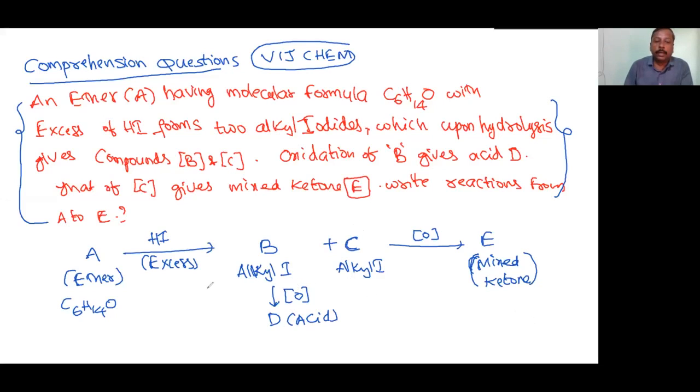Now we will have a clear understanding. See here, E should be a ketone. When will you get a ketone? When it is 2 degree. So that means the alkyl iodide is at 2 degree. It is giving acid, that means it is 1 degree. Understood? So total how many carbons do we have? We have C6H14O.